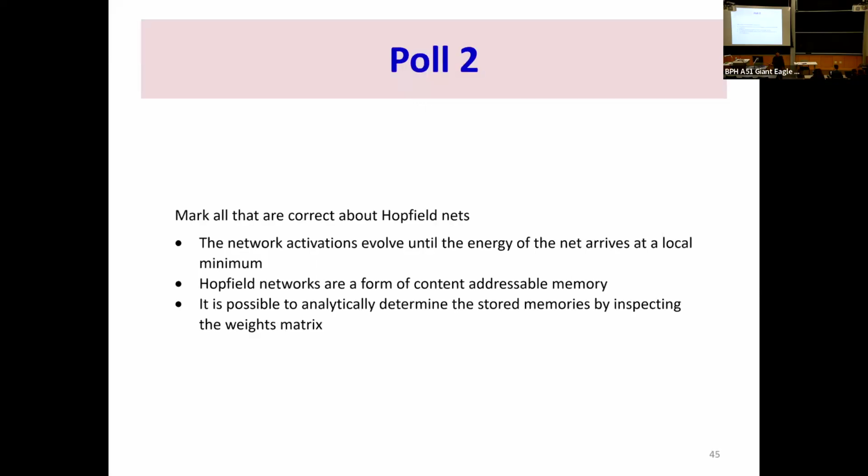So I'm assuming all of that was clear. So can we check these statements? This first statement: network activations evolve until the energy of the network arrives at a local minimum. True or false, guys? True. Right? And these are a form of content addressable memory? Also true. And is it possible to analytically determine what the memory will be by looking at the weights?